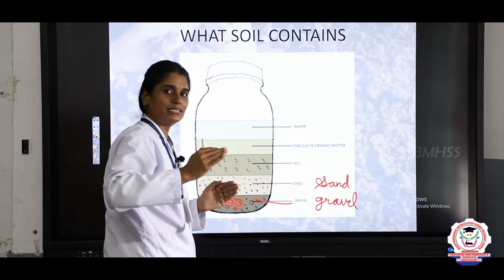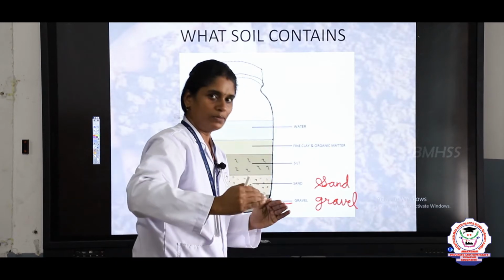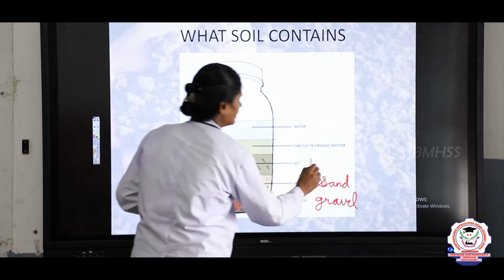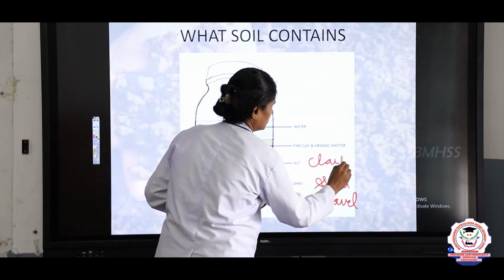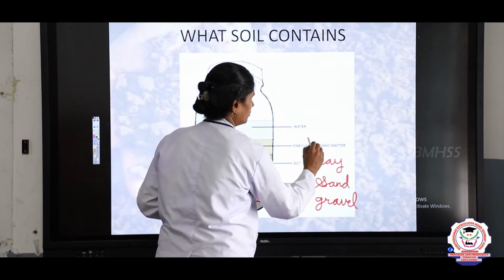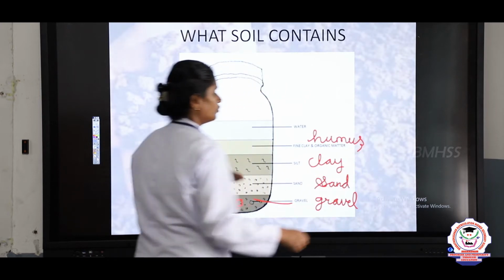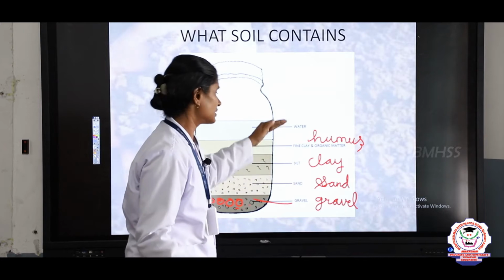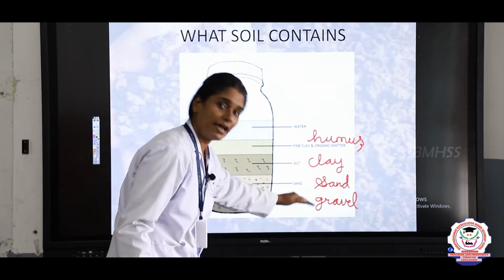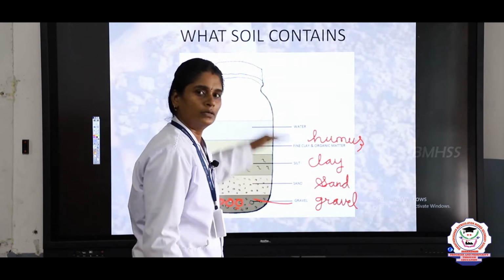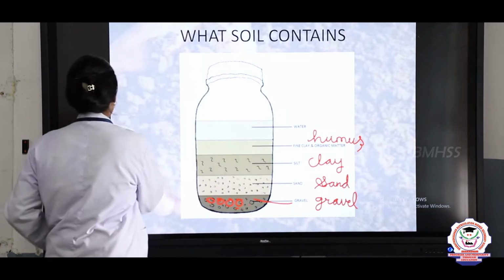First the gravel will be settled, then above the gravel the sand will be settled, and then the clay and then the humus. So humus, clay particles, sand particles and then fine sand and then gravel. These are the layers of the soil.